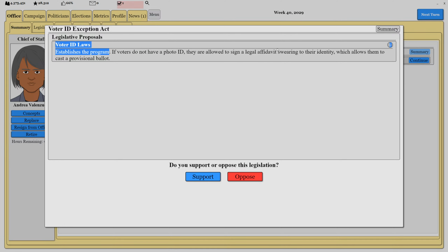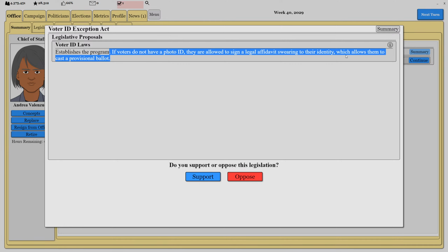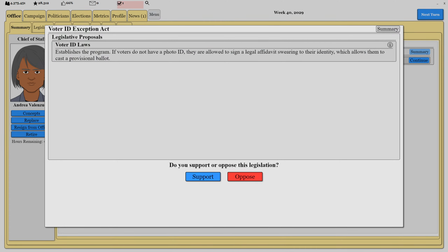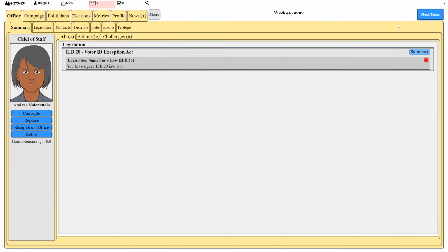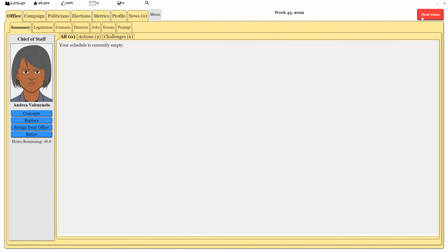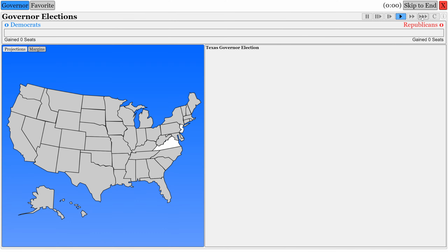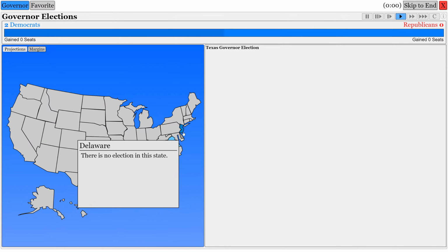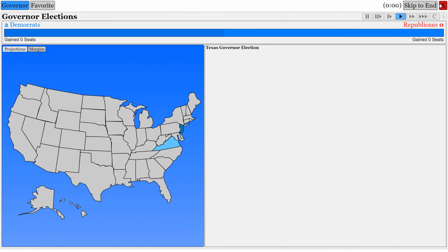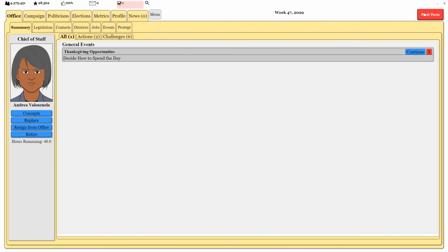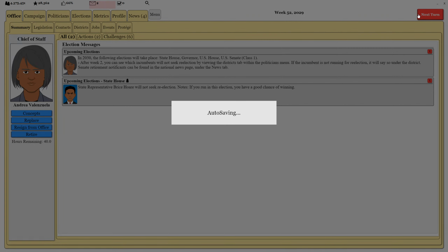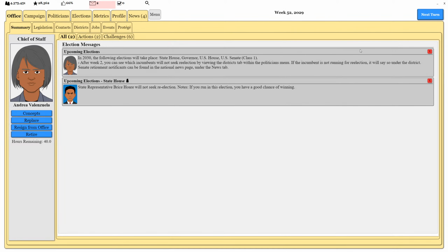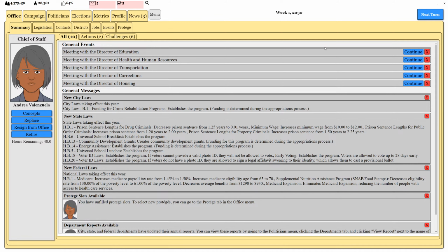Voters who do not have a photo ID are allowed to sign a legal affidavit swearing to their identity, which allows them to cast a provisional ballot. Support. We're gonna run for re-election for governor, and then we're gonna end this stream.